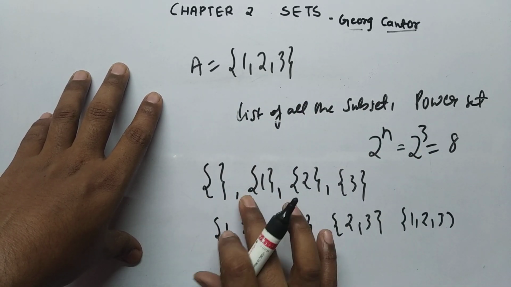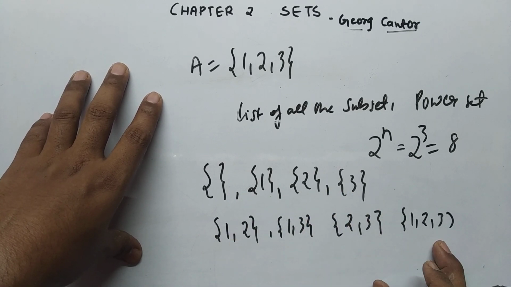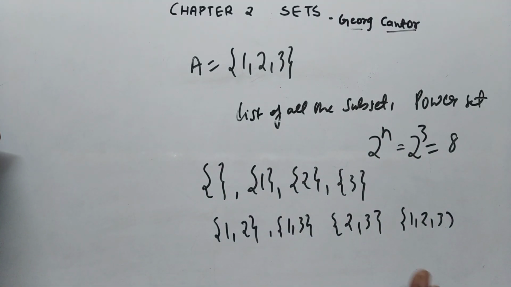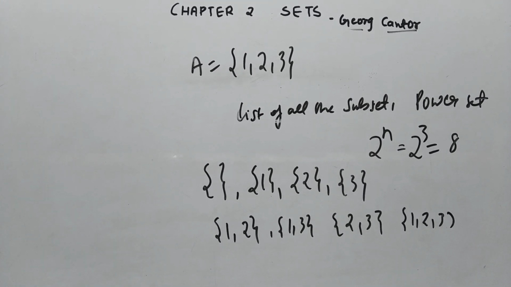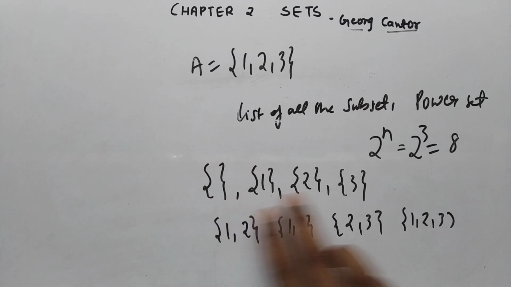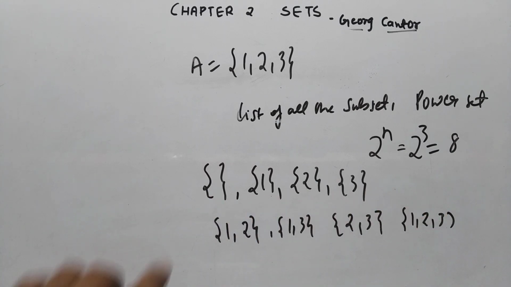So totally if you count 1, 2, 3, 4, 5, 6, 7, 8, we got 8 subsets. This is how we write the subsets of any set. But they should not be repeated. All the sets should be unique. And just remember that the empty set is always a subset of all the sets.